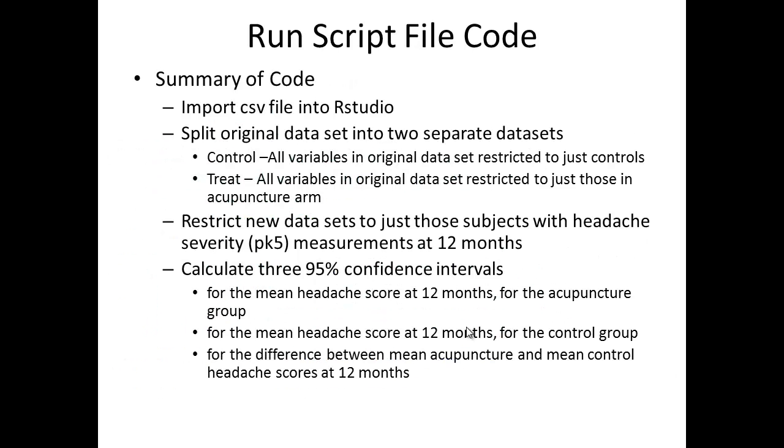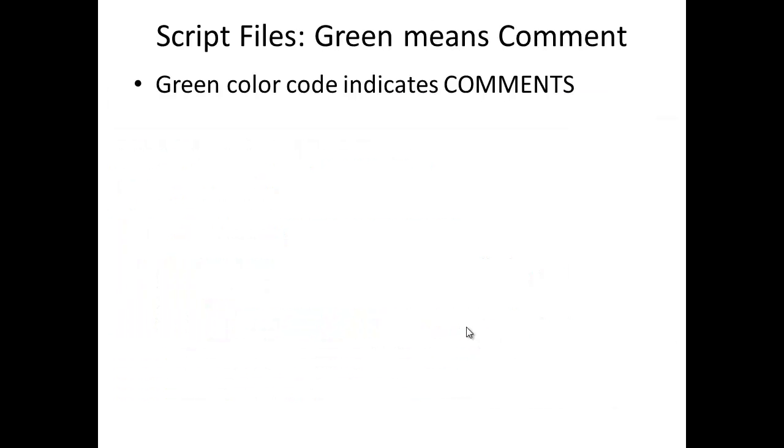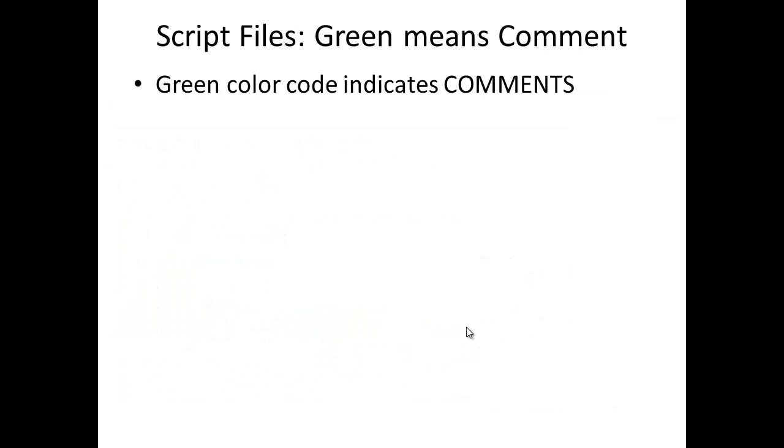at 12 months. And I've left off here, there's one last thing that happens in this file. There's some histograms that get calculated, and there's a second set of confidence intervals, and I will talk about those, but I didn't include them in this slide here. Okay, so running script file code. So here's our script file, and so let's look in detail at some of these things here. So one thing, remember that green means comment, right?